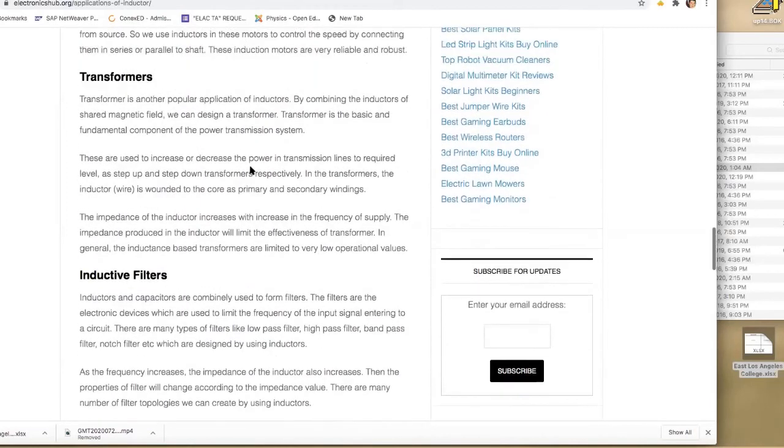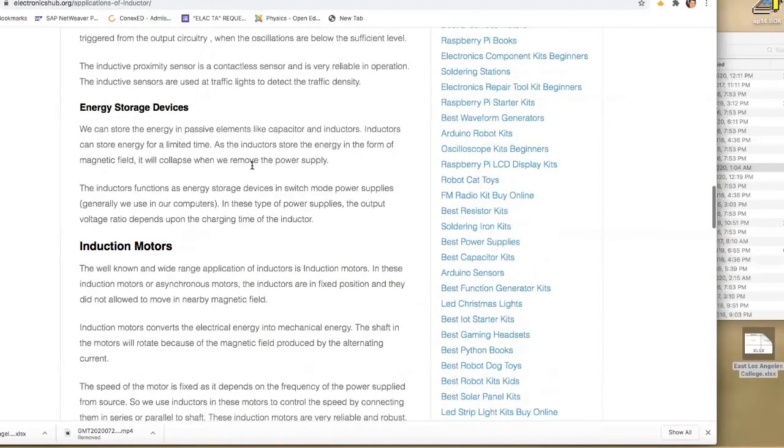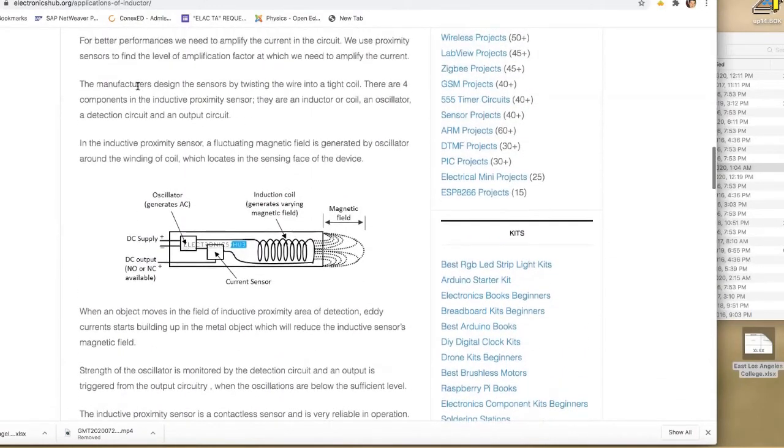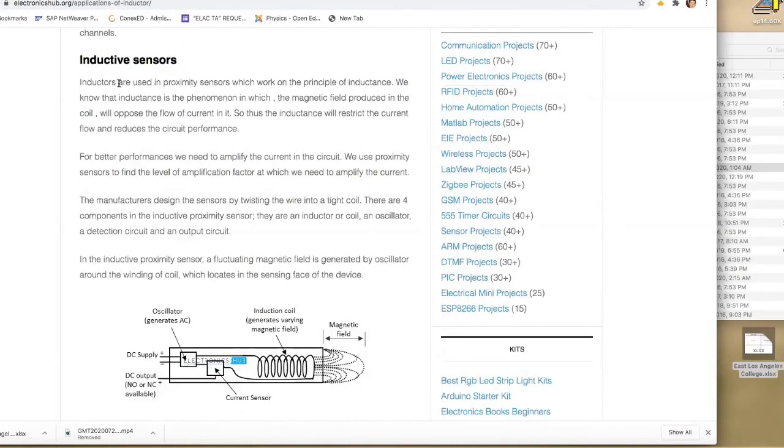The first one was pretty easy to understand, I think. The very first one, inductive sensors. Inductors are used in proximity sensors which work on the principle of inductance. We know that inductance is the phenomenon in which the magnetic field produced in the coil will oppose the flow of current in it. So the inductance will restrict the current flow and reduce the circuit performance. For better performance, we need to amplify the current in the circuit. We use proximity sensors to find the level of amplification factor at which we need to amplify the current.